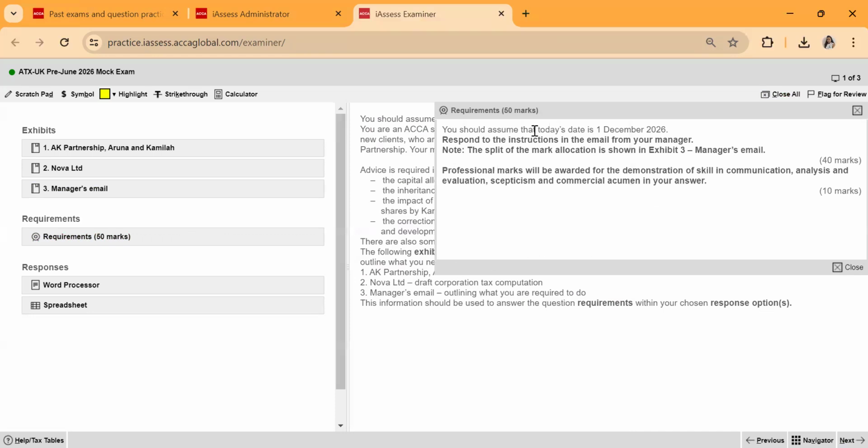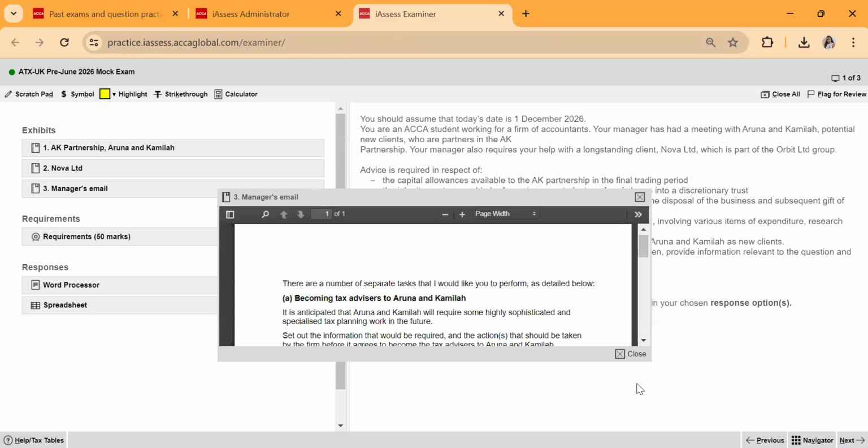Now you can see the first question here: you should assume that today's date is 1st December 26. Respond to the instructions in the email from your manager, and the split of marks will be given in exhibit 3. Professional marks will be awarded for the demonstration of skills in communication, the first skill, analysis and evaluation, the second skill, skepticism, the third skill, and commercial acumen in your answer, the fourth skill, which is for 10 marks, and 40 marks. 10 marks are the free marks that I've been always talking about. Now let's go to exhibit 3.